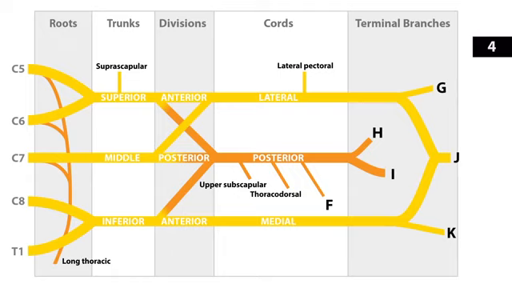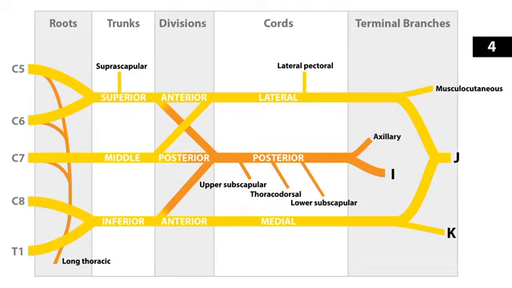So these are all coming off of the posterior cord. Letter F is the lower subscapular nerve, which innervates the teres major. And now moving on to the terminal branches. G is your musculocutaneous nerve. It innervates your biceps, coracobrachialis, and brachialis, the main flexors of your arm.